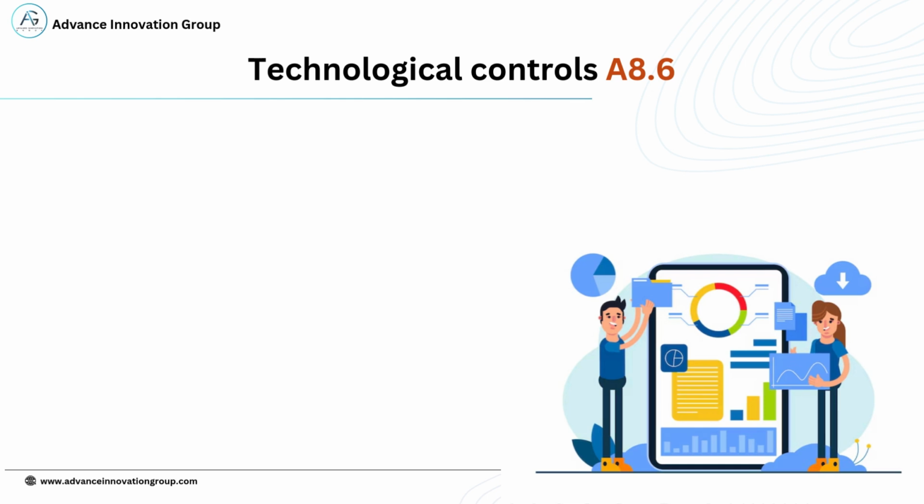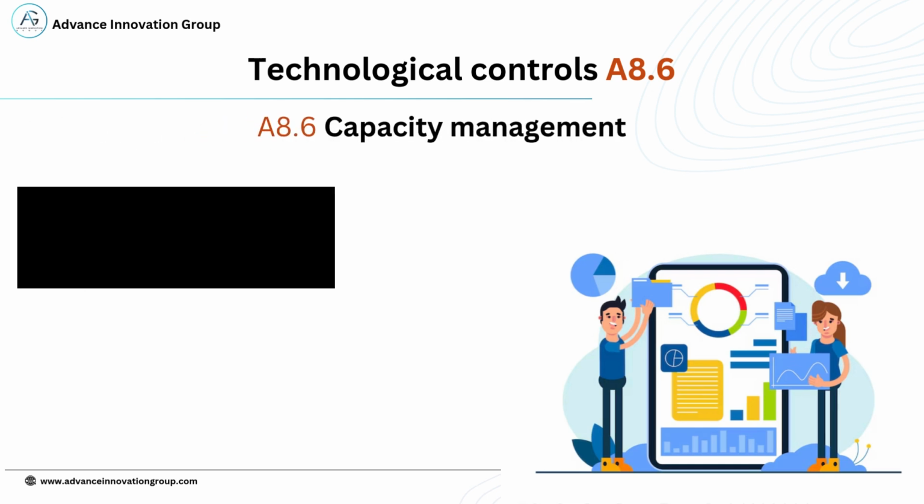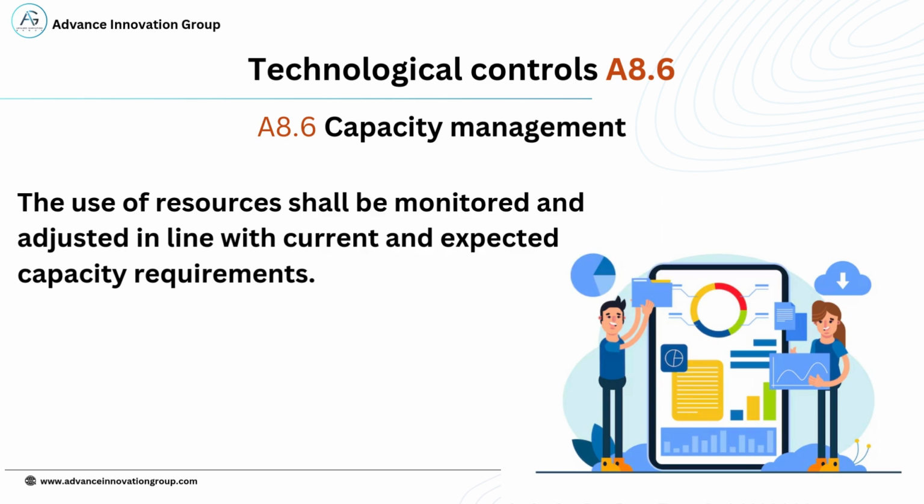Technological controls A 8.6. A 8.6 capacity management. The use of resources shall be monitored and adjusted in line with current and expected capacity requirements.